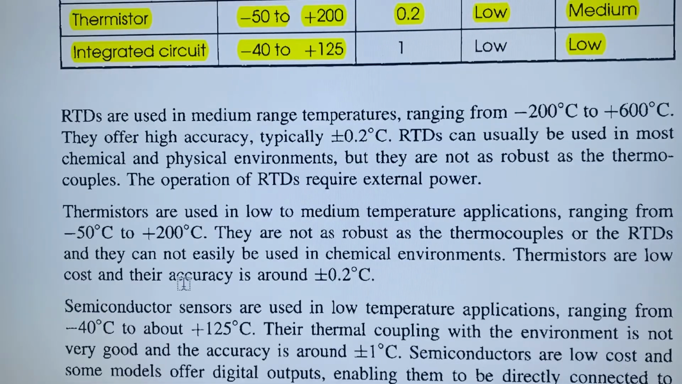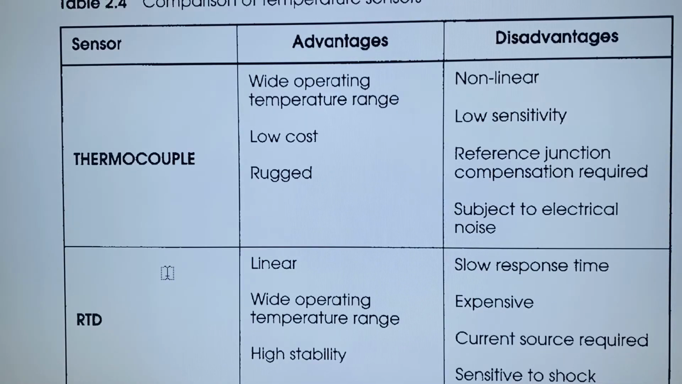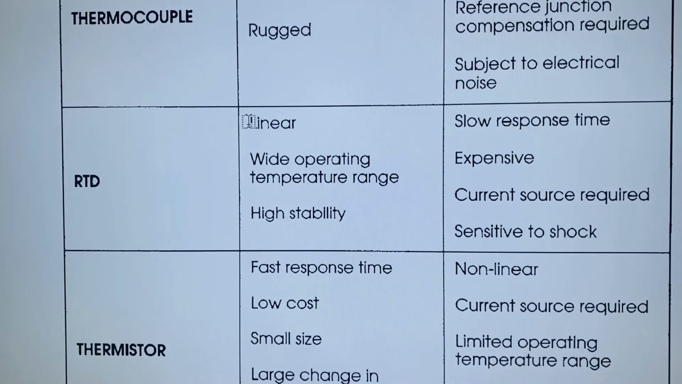Okay, so this table is a summary of all the details of a thermocouple, which has a wide operating range, low cost, rugged. These are the disadvantages. Okay, nonlinear, low sensitivity. So by nonlinear, it means you cannot connect it directly to a measurement device. You have to make it linear. Okay, there are some op-amps that allow you to make it linear. Okay, the RTD is linear, you see, but it has a slow response time, a wide operating range, high stability.